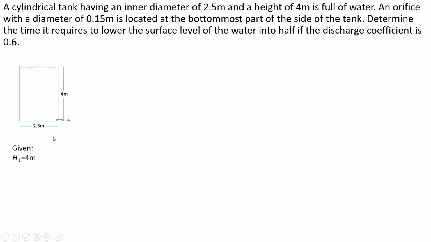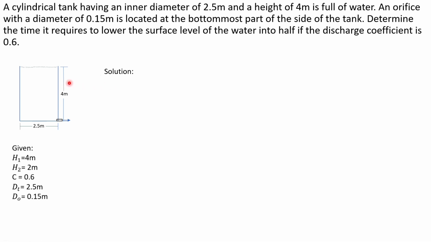We have h sub 1 is 4 meters. This is the initial height of the level of the surface of the water, and we have h sub 2 is equal to 2 meters. H sub 2 is 2 meters because we are asked to lower the level of the surface of the water to half. So the initial level is 4 meters, so we divide it by 2, which is 2. We also have the coefficient of discharge, which is 0.6, the diameter of the tank, which is 2.5 meters, and the diameter of the orifice, which is 0.15 meters.